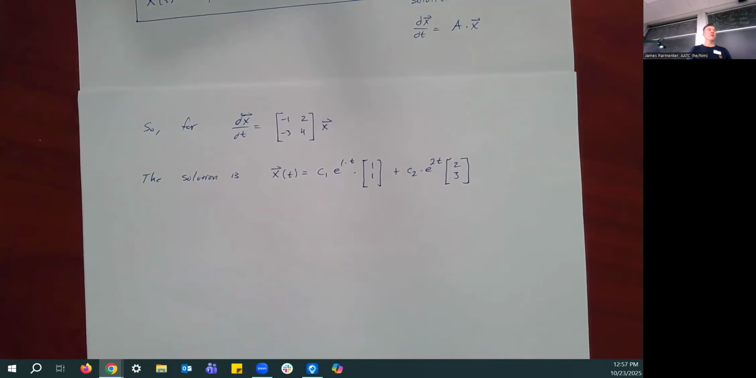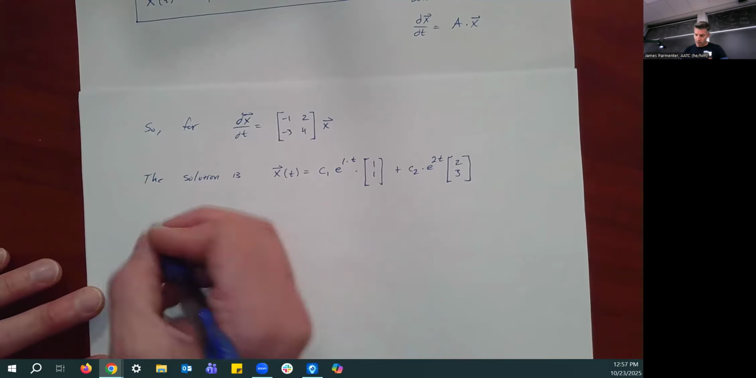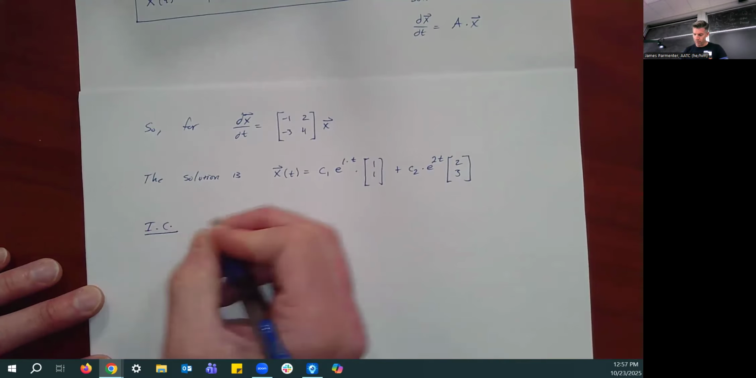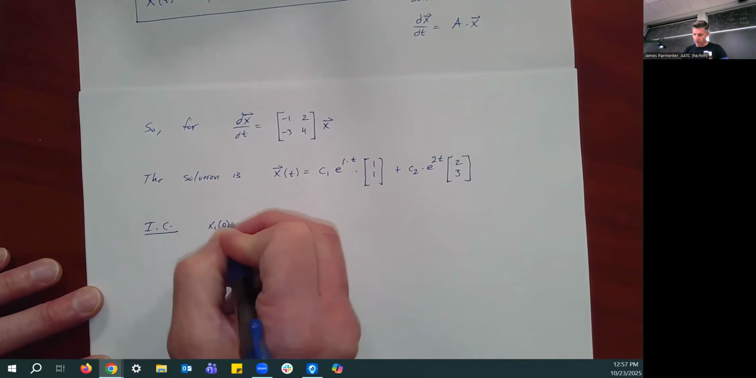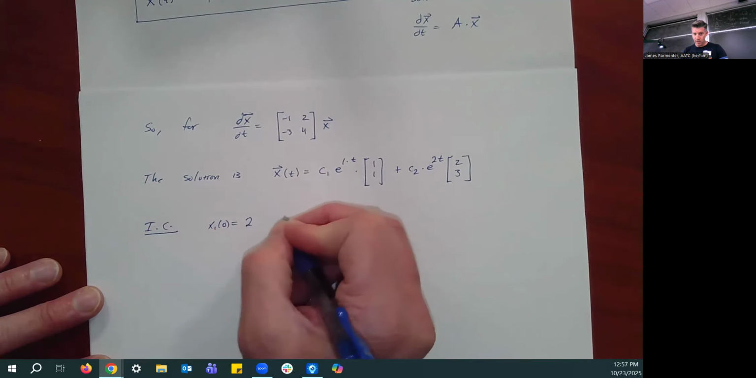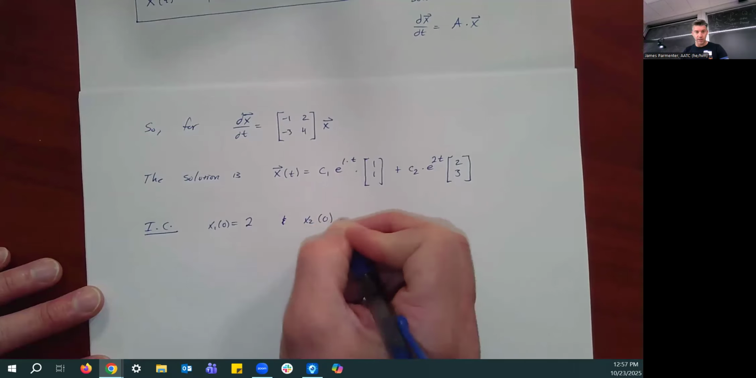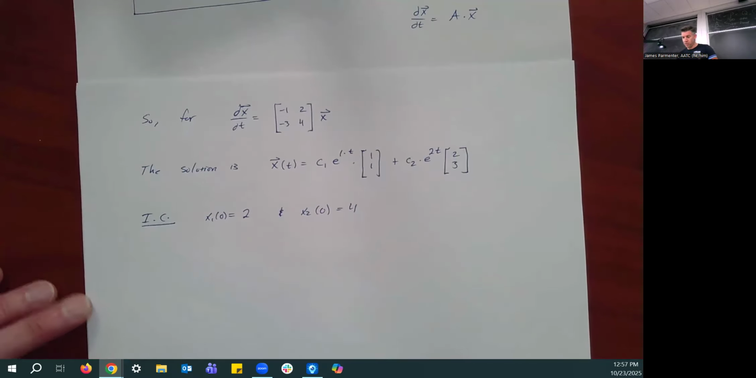And the reason it's general is because it's the solution without any given initial conditions. We're just saying for this system, if you don't know where you're starting, this is the solution for whatever. But if we have initial conditions, we can solve for the constants C1 and C2. And we do. Our initial conditions were x1 of 0 equal to 2 and x2 of 0 equal to 4. So we're going to rewrite this.